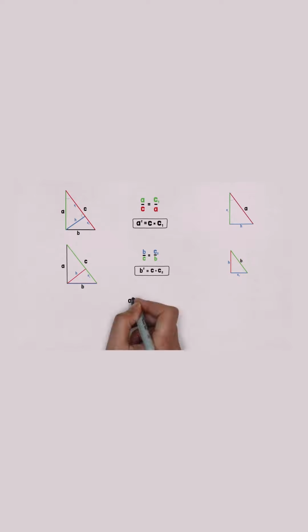Now we can write the proportions B over C on the big triangle equals C2 over B on the small triangle. We cross multiply again and we get B squared equals C times C2. Now we take our two equations and we add them together. We get A squared plus B squared equals C times C1 plus C times C2.